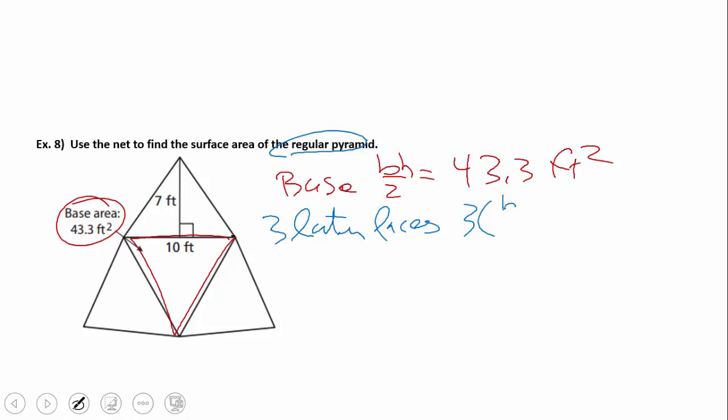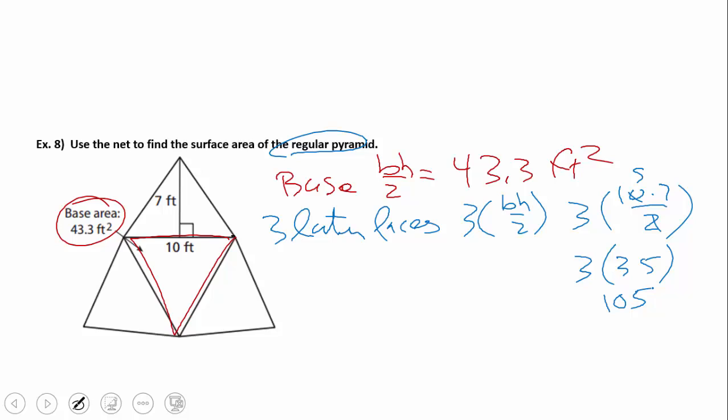So 3 times base times height divided by 2. That's 3 times 10 and 7, divided by 2. And I'm going to go right here and make that a 5. 3 times 35, that's 105. And now I'm adding the 2 together. I'm telling you, you can do this quickly, especially when they give you the area of the base.